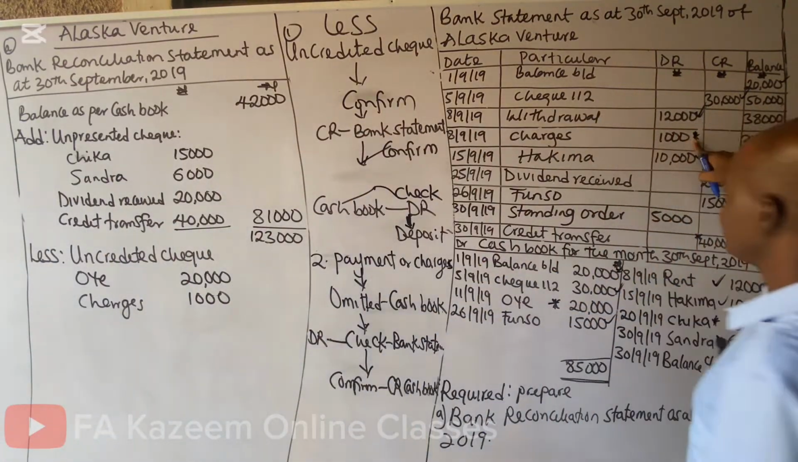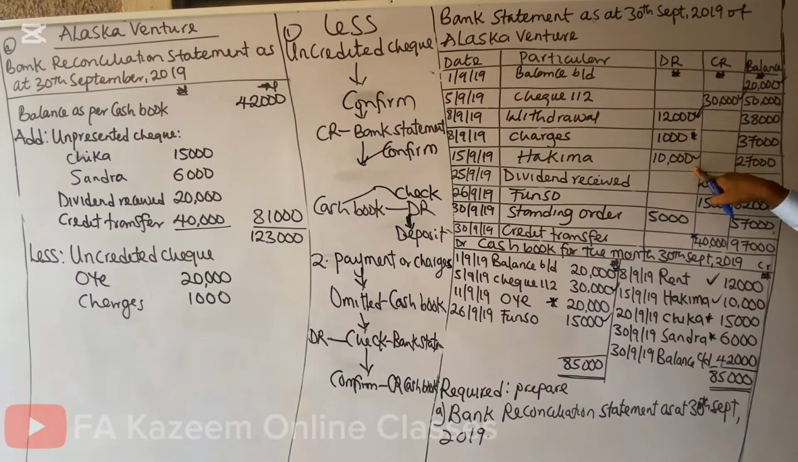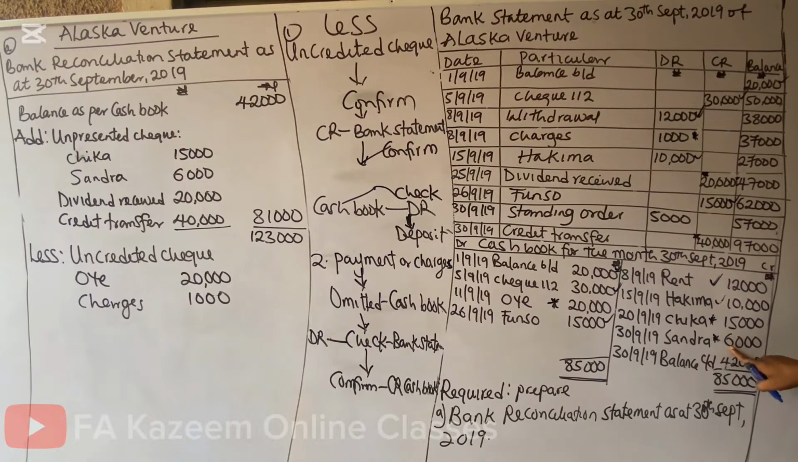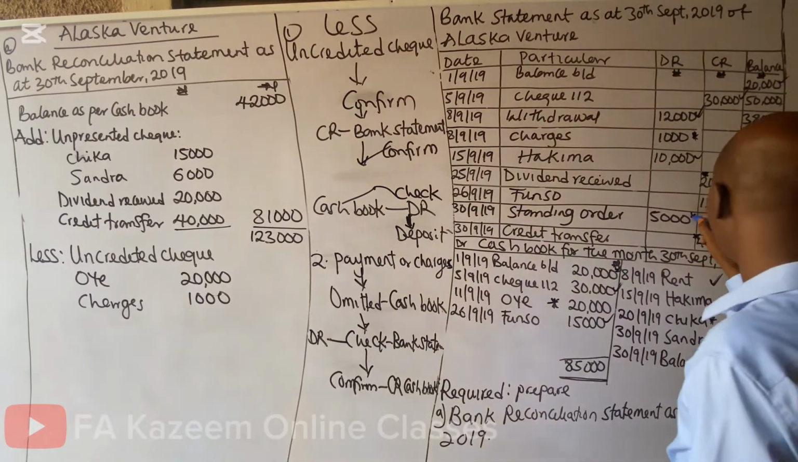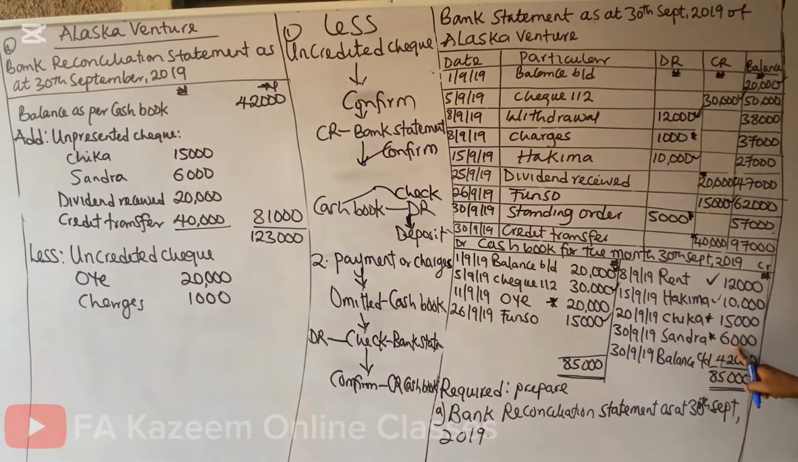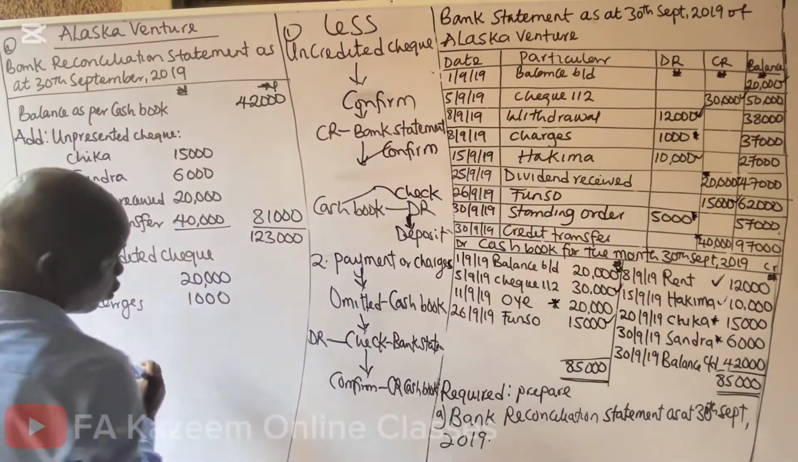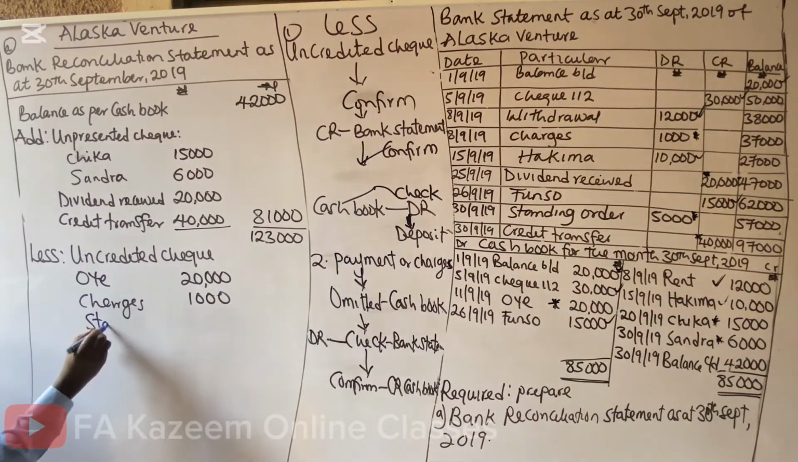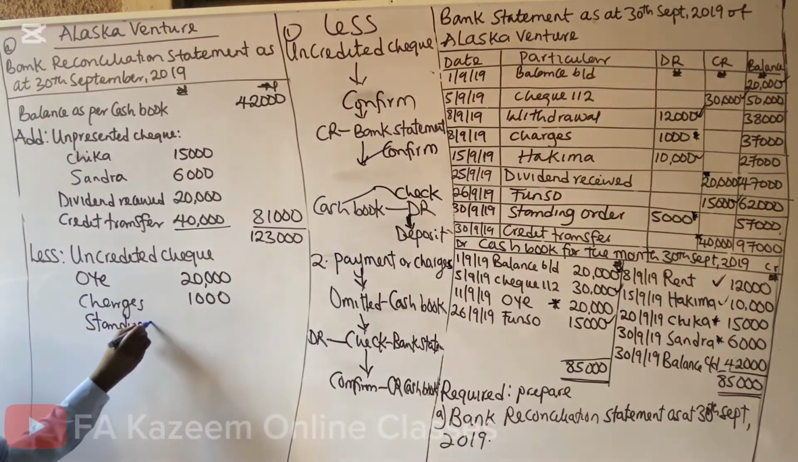We have discovered one. We'll be going like that. After that, we have Akima. Akima payment was reflected in the cash book. If it's not reflected in the cash book, we are going to deduct it. We have standing order of 5,000. The standing order is not there, meaning there's a payment of standing order 5,000, but it was not deducted in the cash book. What do we do? We remove the standing order because it was not deducted in the original cash book.